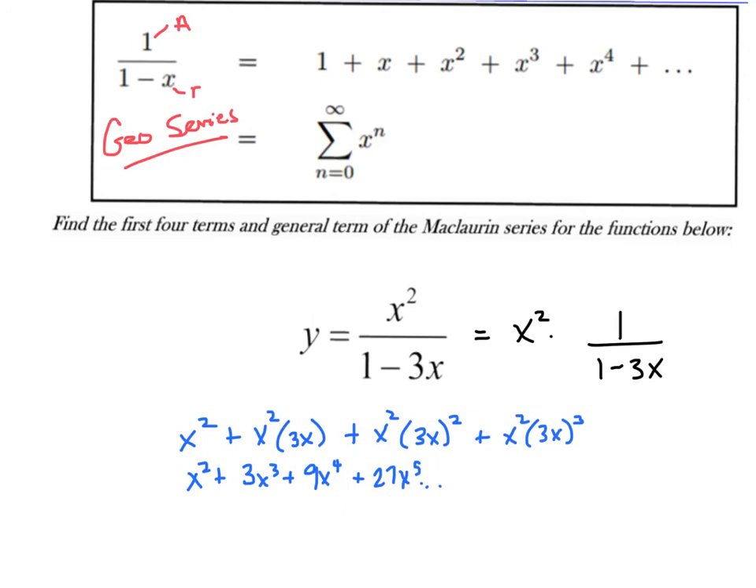Now, my general term, if I go back up here, I think, well, every time I used to have an x, I made it a 3x. And then I took every single term and I multiplied it by x squared. You could clean this up a little if you wanted to. You could have 3 to the n and x to the n plus 2, but you wouldn't necessarily need to.